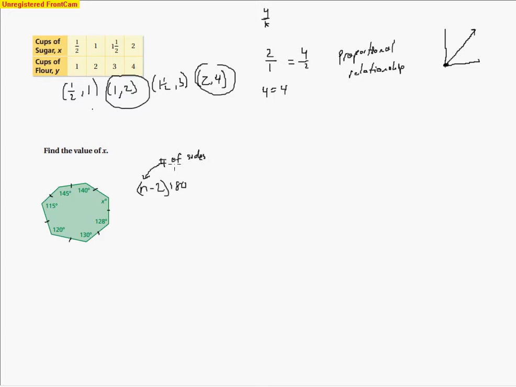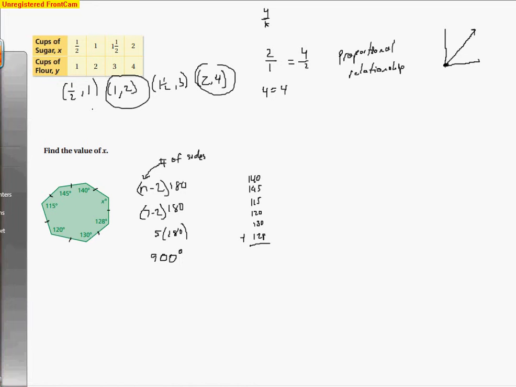And when we go ahead and substitute in, I've got 7 minus 2, and I'm going to multiply that by 180. And so when I do 7 minus 2, that gives me 5. 5 times 180. And when I go ahead and do that multiplication, it looks like it's going to be 900 degrees. So 900 degrees is the total of all of those angles. And so what I'm going to do is add up all of these angles that I have right now. 140, 145, 115, 120, 130, 128. I'm going to add up all of those numbers.